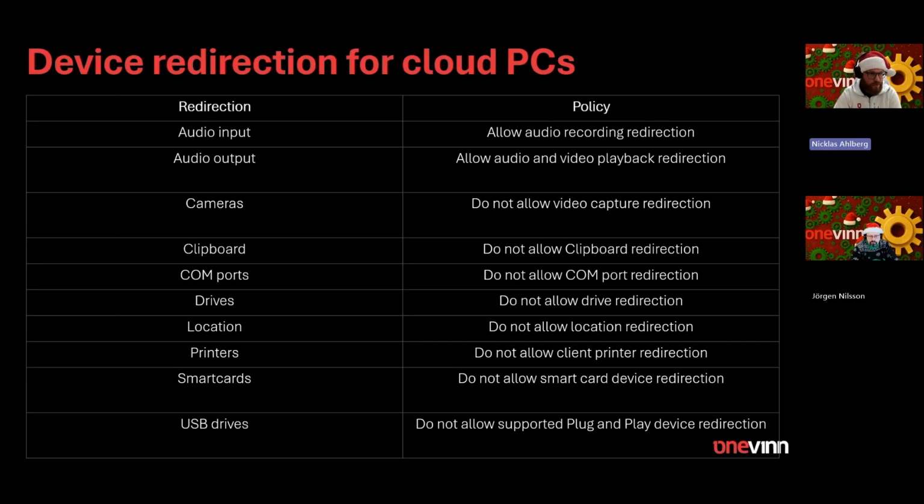So the first thing we want to point out are the different possibilities that we have. So these are the redirection options that we have enabled and available to us. And as you can see here, clipboard, drives, and so on are probably the stuff that we would like to spend most time upon. And of course, also USB drives if we are using security keys.